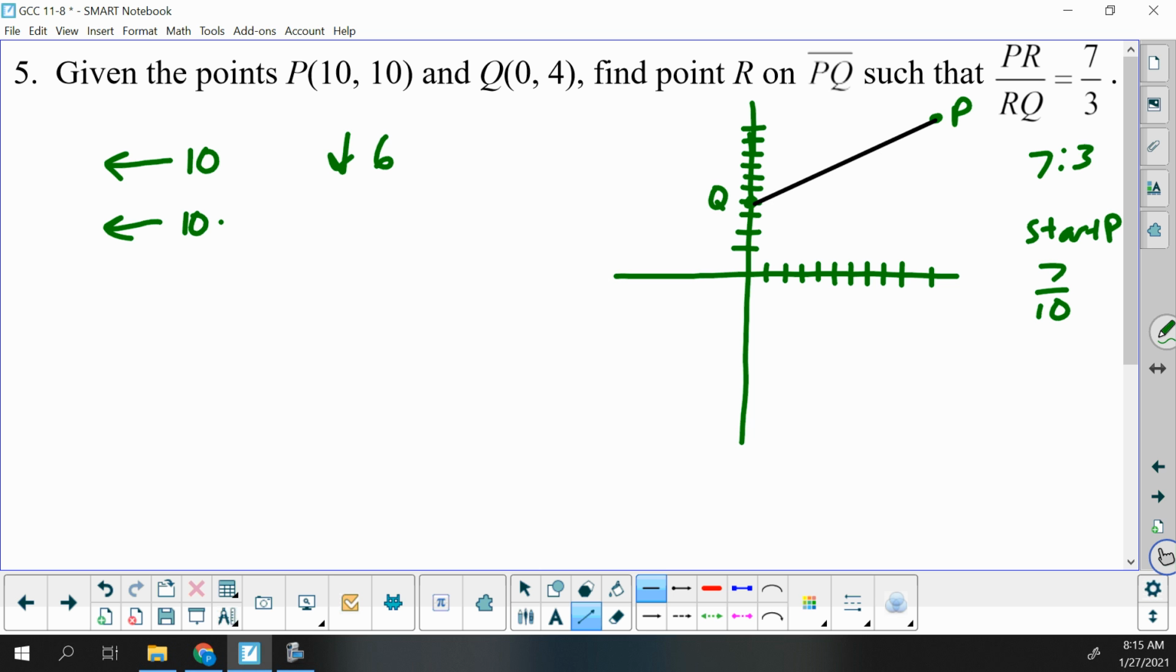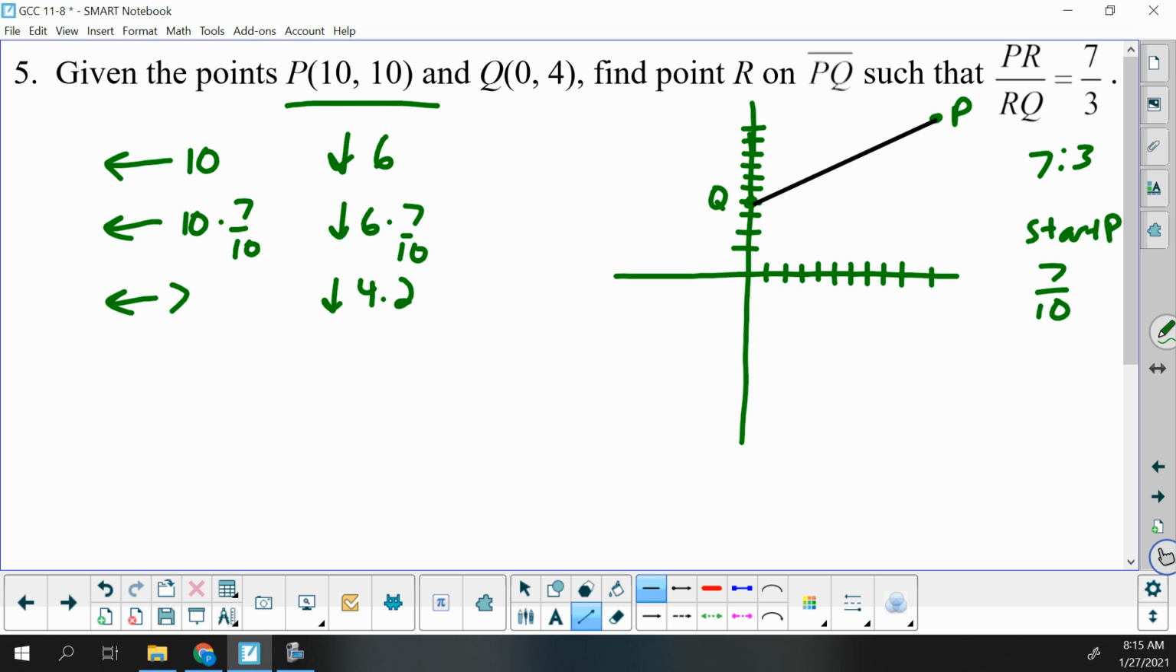So we'll do 10 times 7/10, and 6 times 7/10. 10 times 7/10 is just going to give us 7. 6 times 7/10 will give us 21/5. Let's scroll up, hit Enter to bring it down, do Control Enter, and that'll give us 4.2.